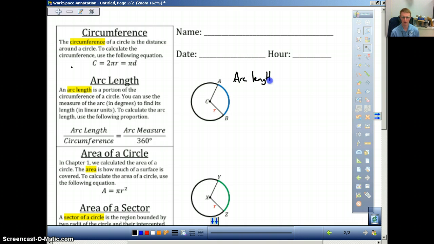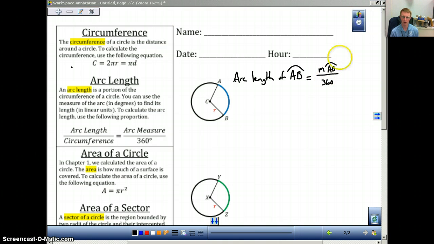The arc length of AB, that's what we're looking for, is going to be equal to the measure of AB, which would have to be given to you in degrees, over 360. This portion of the formula just tells you what fraction of the circle is being taken up. And then you simply multiply that fraction by 2 times pi times r.